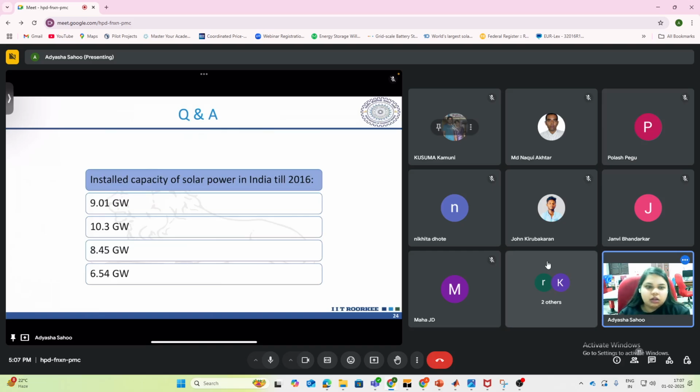So that completes the discussion for week one. Now we will discuss some MCQ questions. So the first question here is the installed capacity of solar power in India.